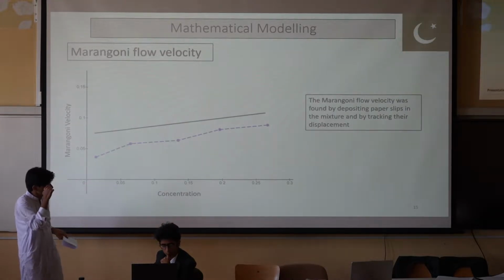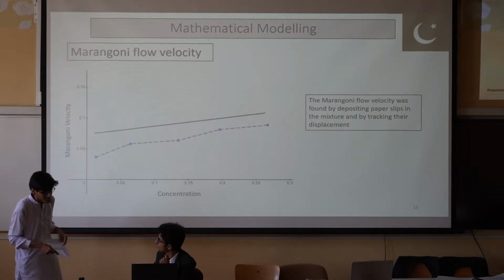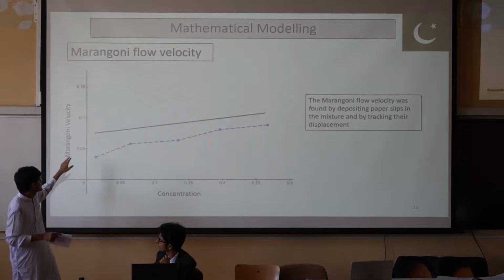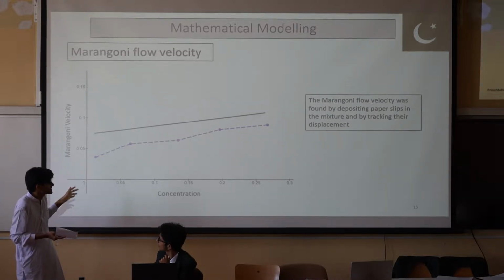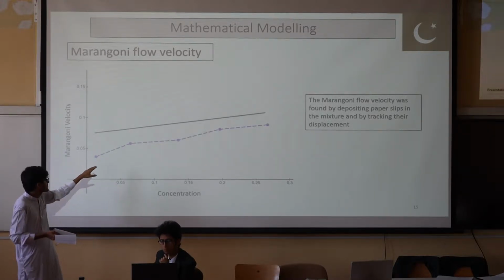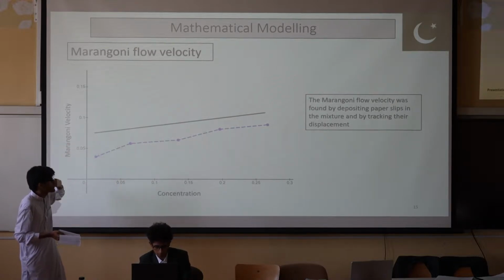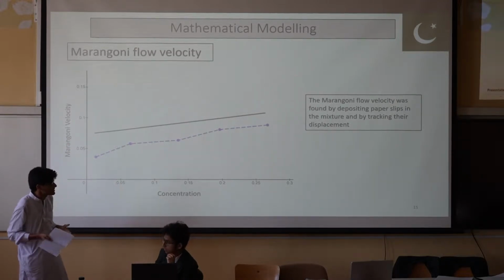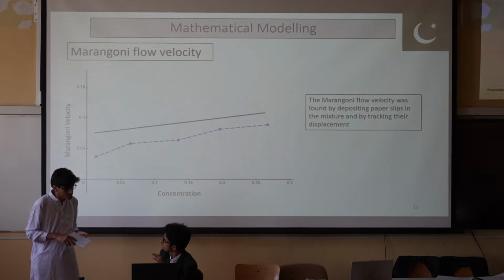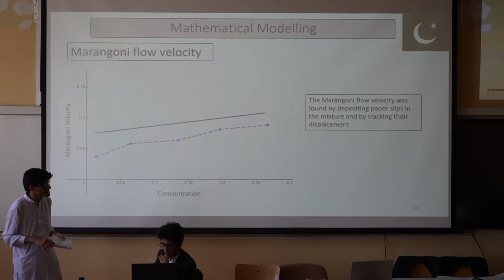Okay, so we did practice by solving this in the mother droplet itself, and we could come up with a somewhat accurate measure for the Marangoni flow velocity and the trend line that we got from our equation. You can see that it does follow the general trend, though there are some inaccuracies.